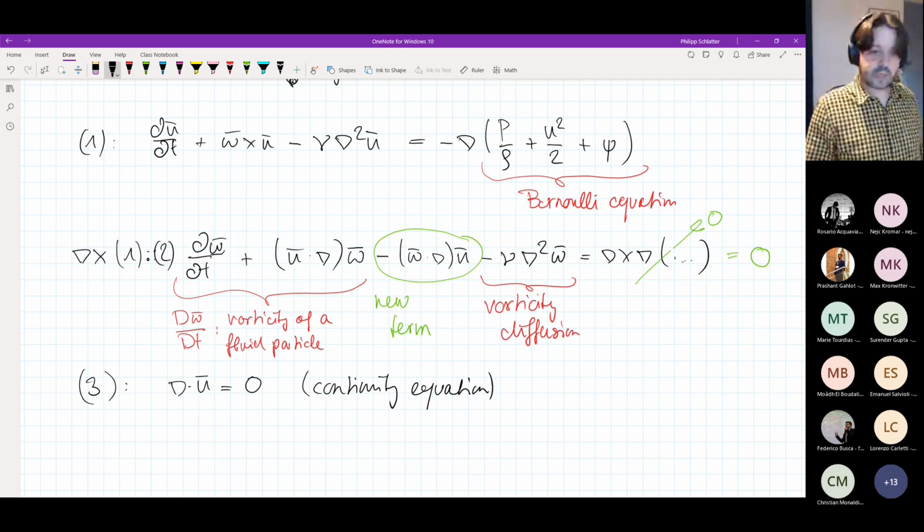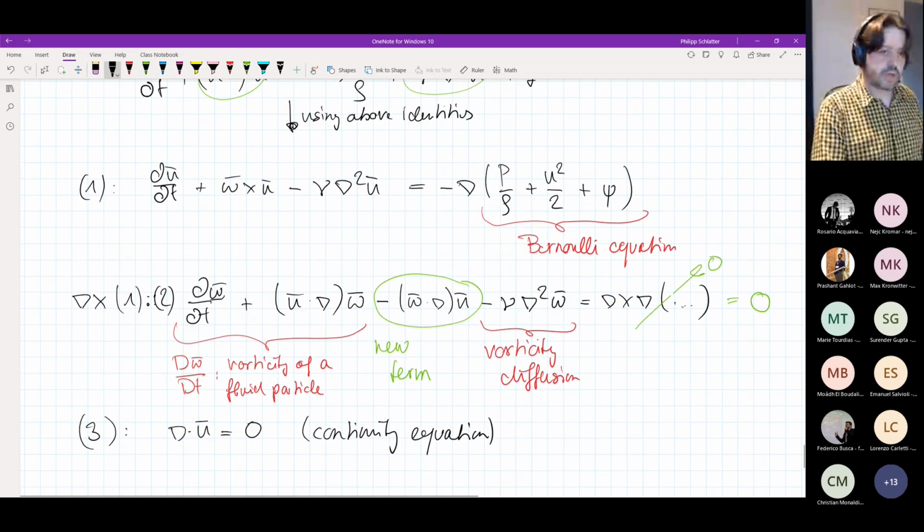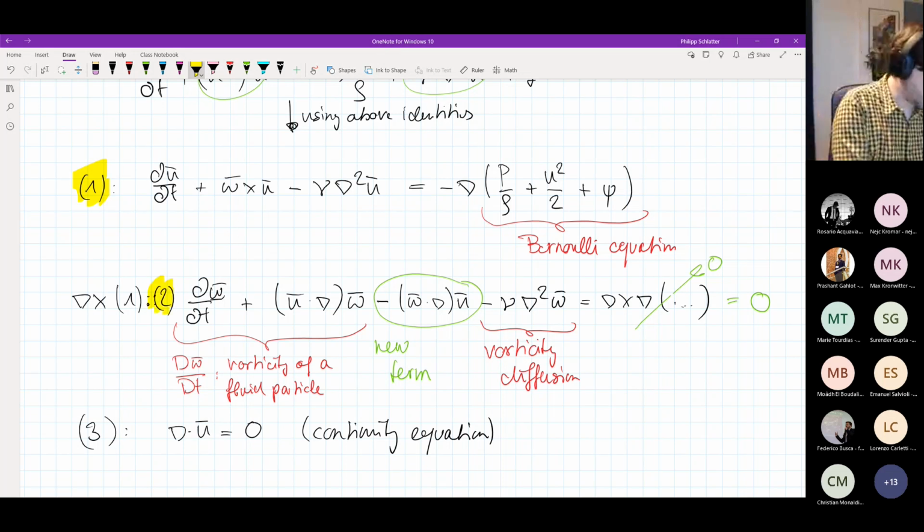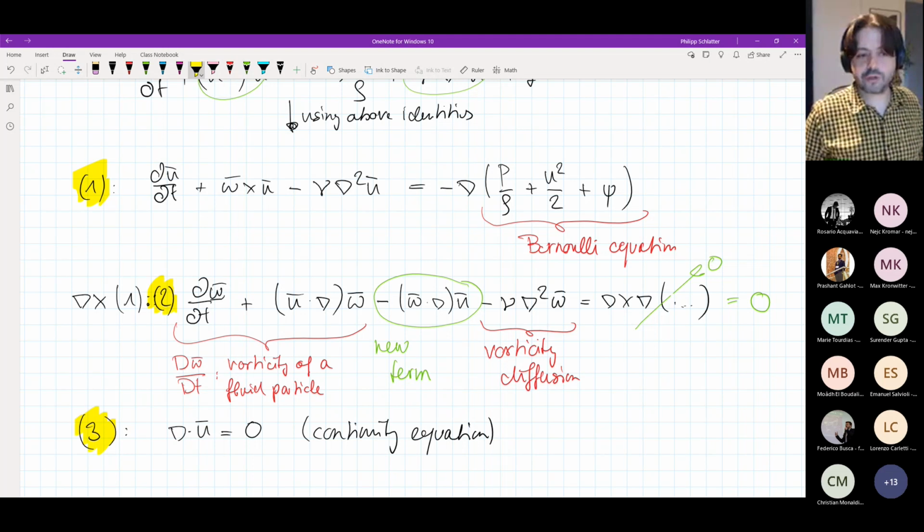Okay, so now what we derived is a bunch of equations. We have the first equation here, which is just Navier-Stokes, where we have put in one identity for the curl. Then we have equation number 2, where we took the curl of equation number 1. And we have equation number 3, which is the continuity equation.